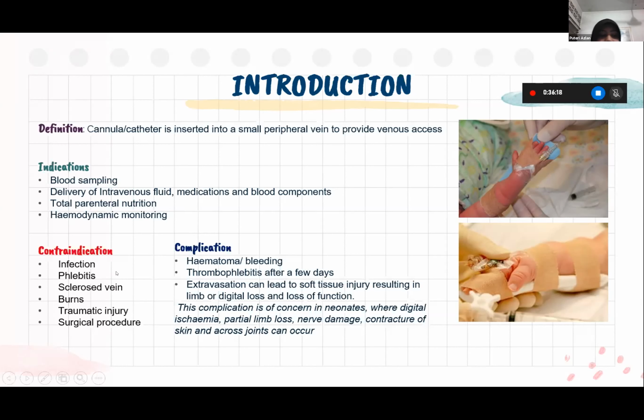The contraindications as listed are infection, phlebitis, which is the inflammation of the vein, sclerosed vein, burns, traumatic injury, and surgical procedure. For the complications, hematoma or bleeding, thrombophlebitis after a few days, and extravasation that can lead to soft tissue injury resulting in a limb or digital loss and loss of function. This complication is very concerning because it can occur in neonates, where digital ischemia, partial limb loss, nerve damage, and contraction of the skin and across the joints can result.